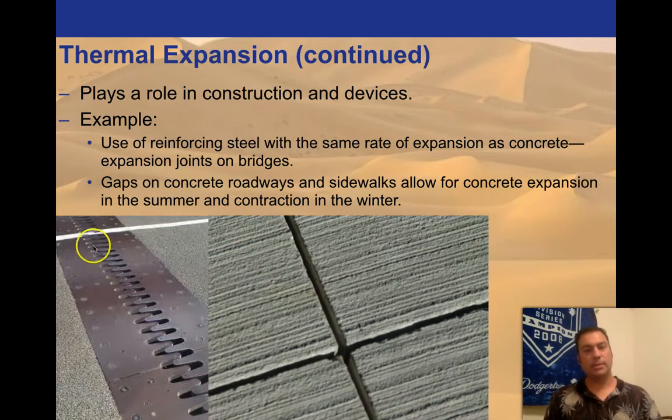So in this case, we see using reinforced steel with the same rate of expansion as concrete. So we would create expansion joints on bridges. So this is an expansion joint here. These are sawtooth. And as the bridge contracts in the cool part of the day, these things pull apart, and these teeth help keep the bridge intact so that it can be used during the daytime.